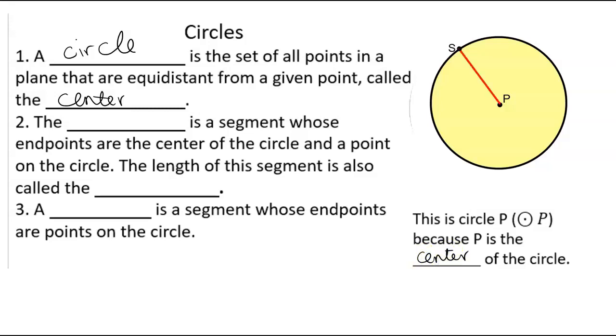Now, when you draw from the center P to the edge of the circle, which we don't really call the edge, we call it the curve of the circle, that is called a radius. So the definition here is the radius is a segment whose endpoints are the center of the circle and a point on the circle. The length of this segment is also called the radius.